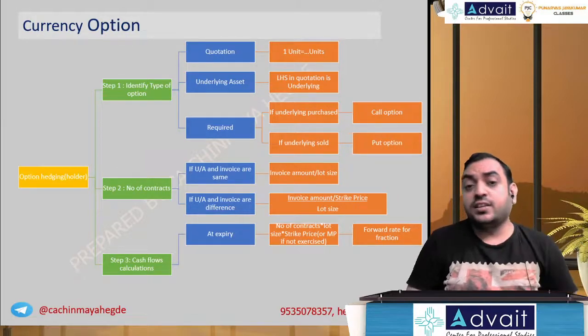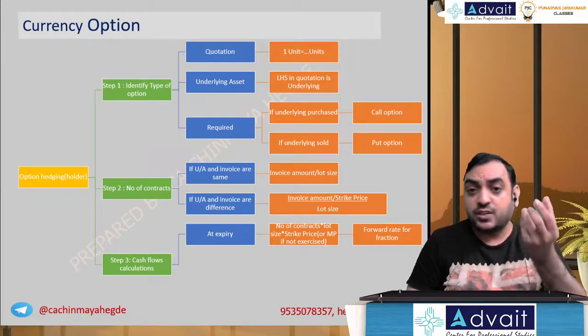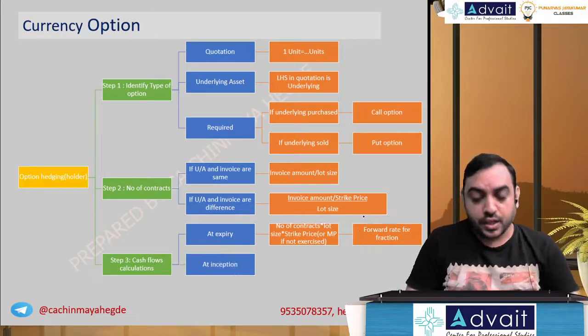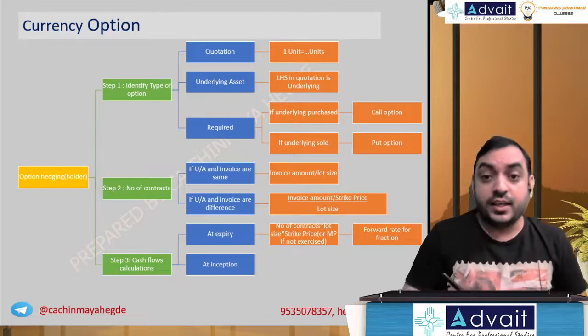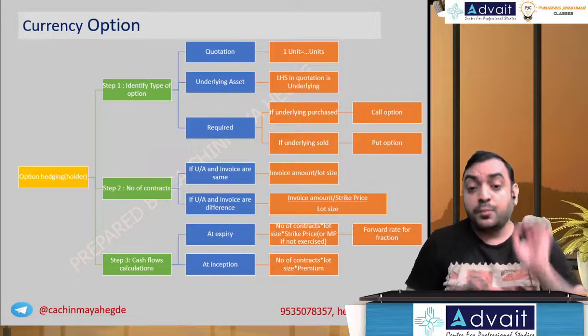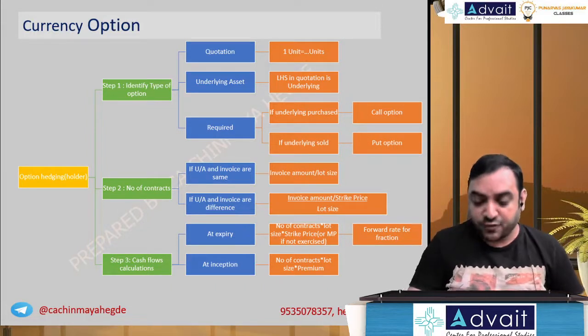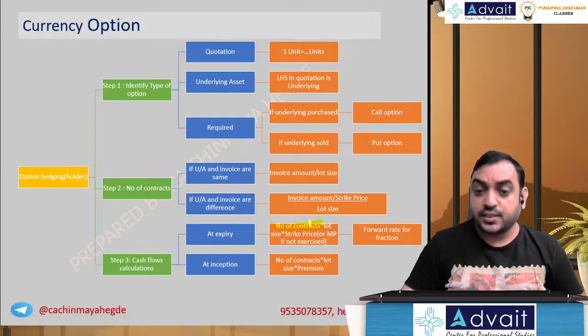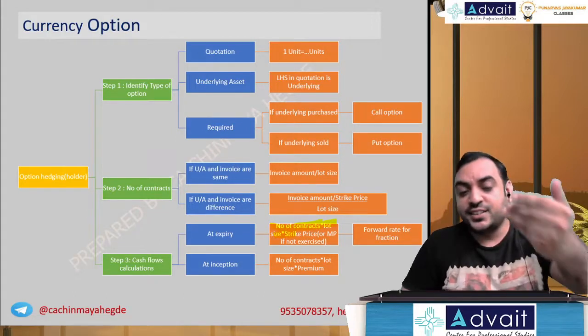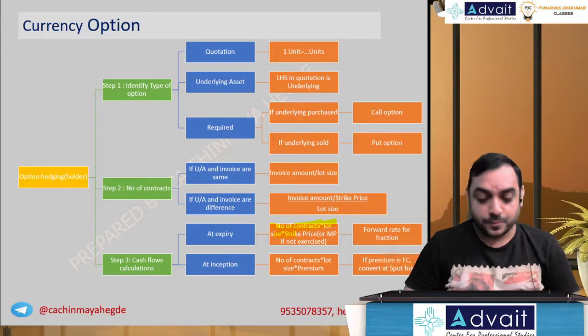If any fractional thing can come, yes, because the number of contracts may be rounded off. If a fraction comes, then we enter into a forward rate for that fraction. On inception, at the beginning, you have to pay premium. So the premium calculation will be number of contracts into lot size, same formula. You don't multiply it by strike price, you multiply it by premium.